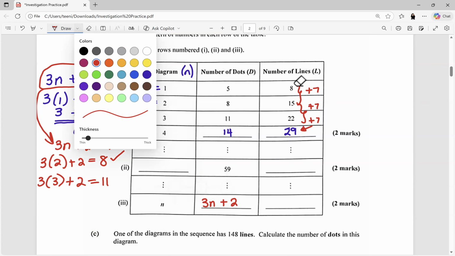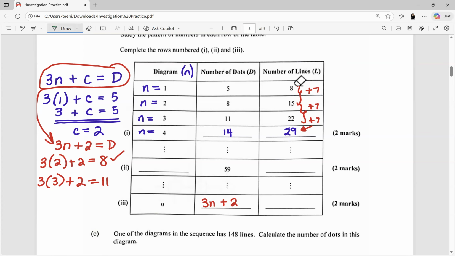So, for example, you see how the common difference for the number of dots was 3? So we came up with an equation 3 times n, the diagram number, plus some value c, will give you the number of dots. That's exactly what we're going to do for the number of lines now. So the common difference for the number of lines is 7. So we'll say 7 times the diagram number n plus some value c is going to give me the number of lines in the diagram.